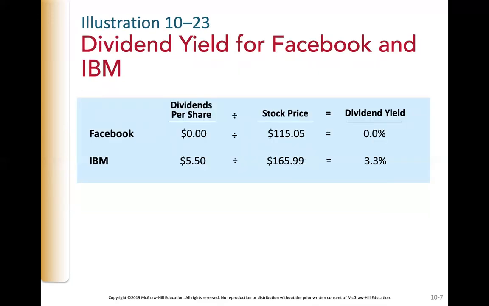The dividend yield for Facebook and IBM. Well, the dividend yield for Facebook is obviously 0. They haven't paid any dividends per share, so 0 divided by the stock price, there is no yield. IBM, however, is paying a dividend per share of $5.50. Stock price is $165.99, so their dividend yield is 3.3%.